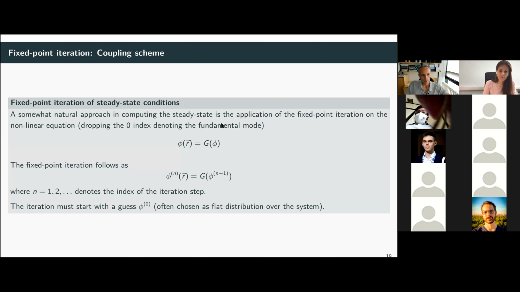Right. So when you apply the fixed point iteration on the nonlinear equation, you basically introduce iterations. You iterate the flux and the conditions in the system according to this iteration scheme. So basically you start with some guess for the neutron flux. Very often it would be a flat function for the whole system. That will be the phi 0 here. You would use that as an input for the G function.